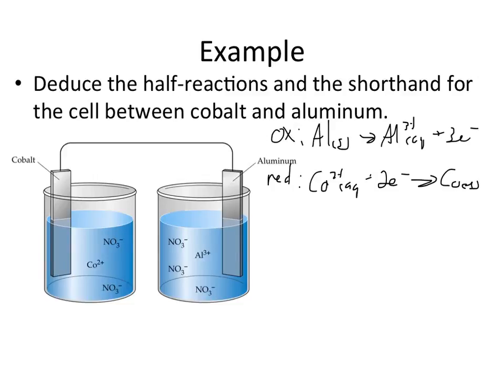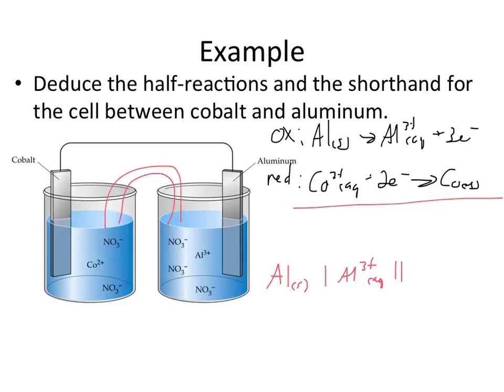Now again, we'd have to multiply these by a certain factor to get our overall equation, but that's not our goal right now. Our goal is to simply figure out what the shorthand is going to be. Those are our two half reactions. The one that is being oxidized is aluminum, so we're going to put that first, solid, and we're going to have our phase change. We'll get Al3+ aqueous. We use the salt bridge. In this case, not drawn here, but there will be a salt bridge in there. And then we have our Co2+ aqueous and our Co solid.